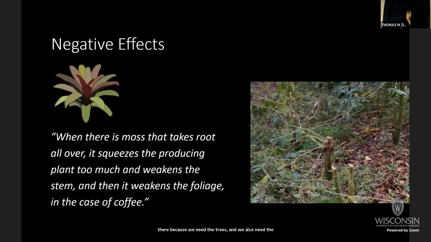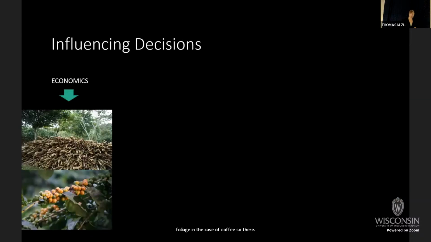And then they also saw negative effects from the moss growing on trees, especially when it would grow on the coffee plant. One man said, when there's moss that takes root all over, it squeezes the producing plant too much and it weakens the stem, and then it weakens the foliage in the case of coffee. So there were some negative effects associated with epiphytes as well.